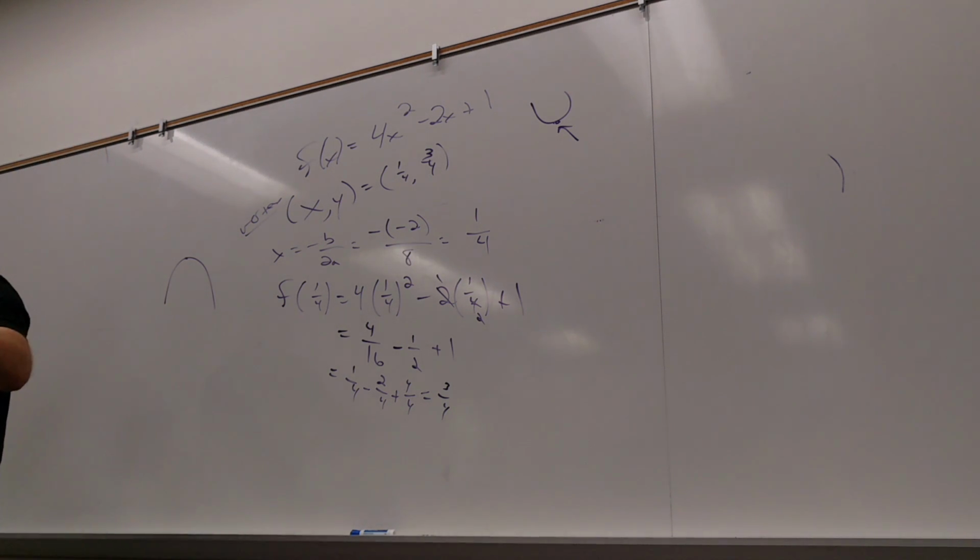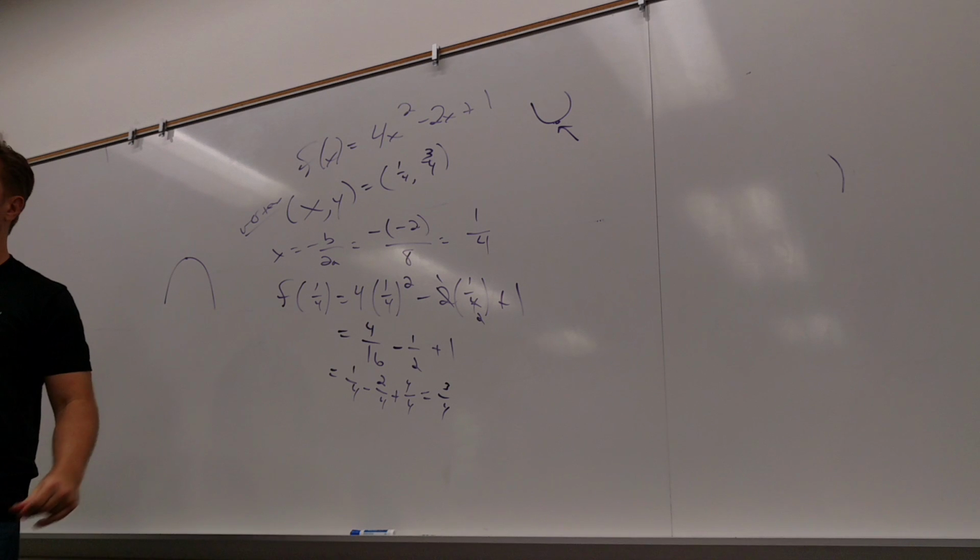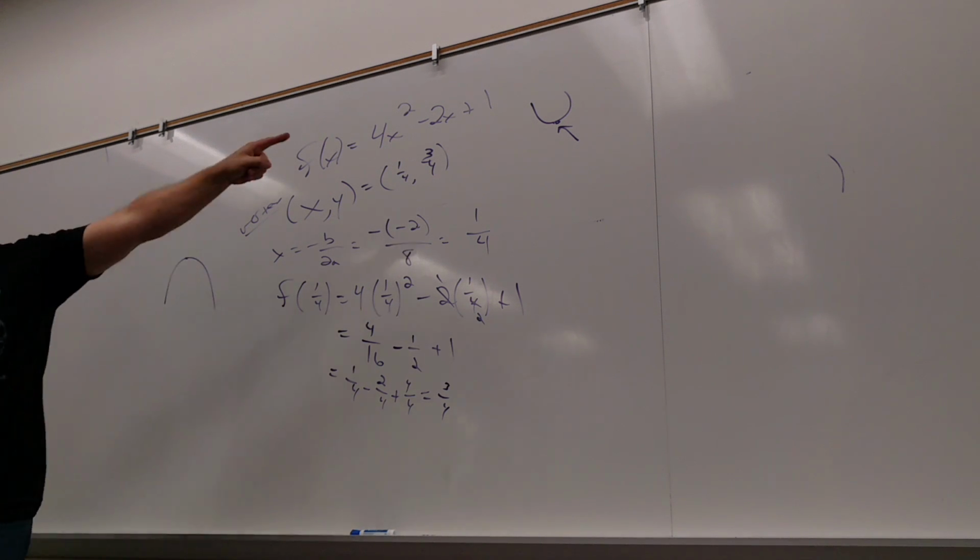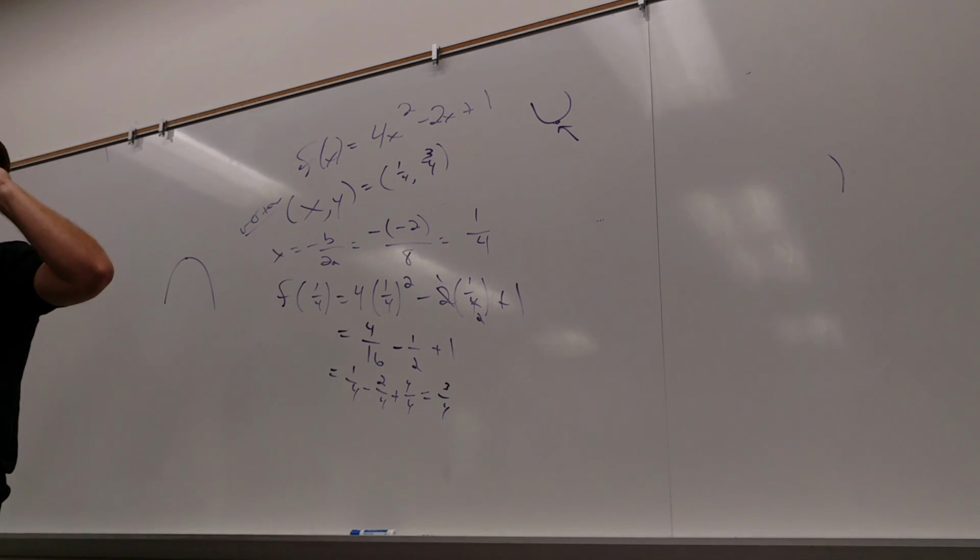All right, maybe. So there are questions in the homework about max and min. You just interpret that to mean vertex. What makes this a max? Opens down. What makes it a min? Opens up. That's all.